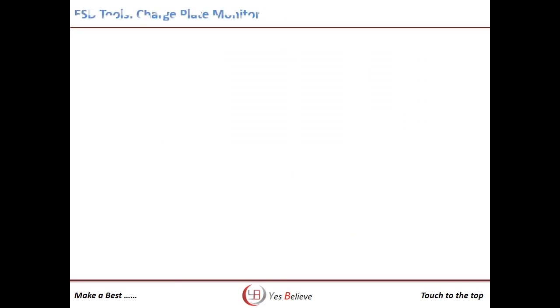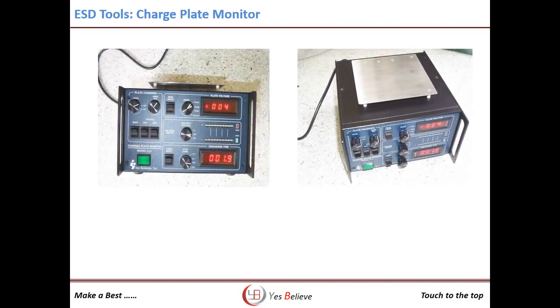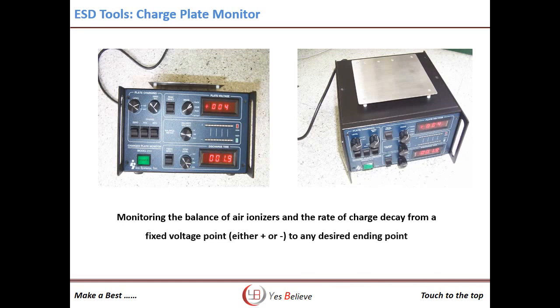Another ESD tool used on the SMT shop floor is a charge plate monitor. It monitors the balance of air ionizers and the rate of charge decay from a fixed voltage point to any desired ending point of the original charge.